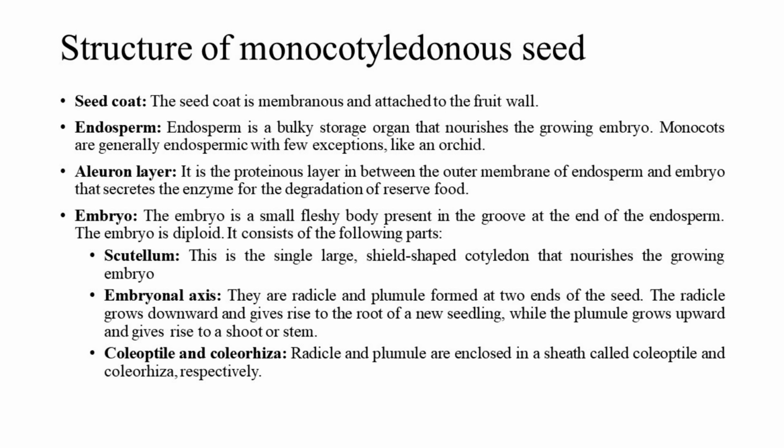Embryo. The embryo is a small fleshy body present in the groove at the end of the endosperm. The embryo is diploid. It consists of the following parts. Scutellum. This is the single large, shield-shaped cotyledon that nourishes the growing embryo. Embryonal axis. They are radicle and plumule formed at two ends of the seed. The radicle grows downward and gives rise to the root of a new seedling, while the plumule grows upward and gives rise to a shoot or stem. Coleoptile and coleorhiza. Plumule and radicle are enclosed in a sheath called coleoptile and coleorhiza, respectively.